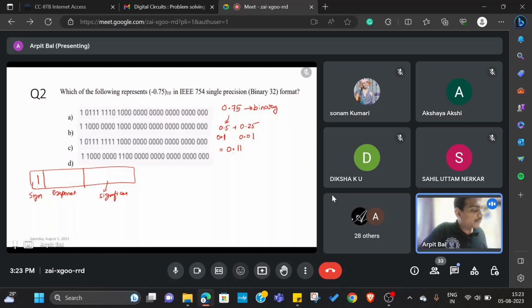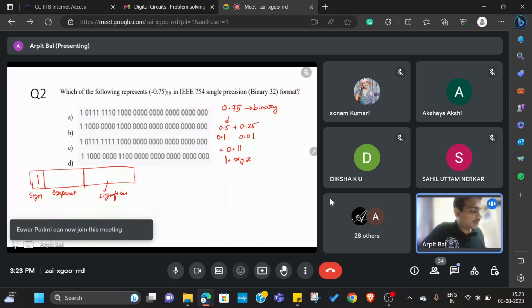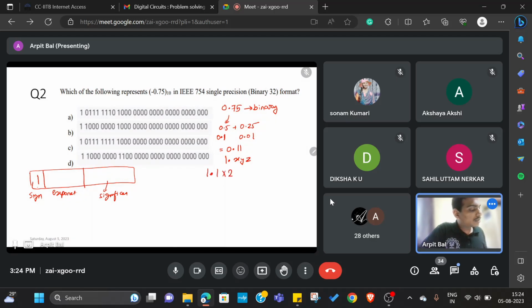If we want to represent it in the IEEE standard format, we need to have something like 1.xyz, as was done in the previous problem. So here also we need to move the decimal point to the right. We will have 1.1 times 2 to the power minus 1. So here the exponent is minus 1. Let's write it down: exponent is equal to minus 1.